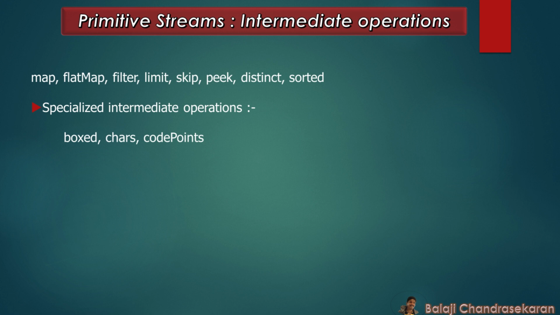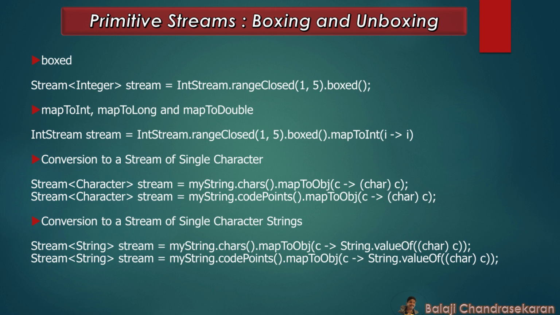Additionally, they provide specialized intermediate operations tailored to primitive data types such as boxed, chars, codePoints, and more. There are times when we need to convert primitive values to their wrapper equivalents, and at times we need to convert wrapper object values to their primitive equivalents. In order to achieve this, streams provide intermediate operations to do boxing and unboxing within the stream.